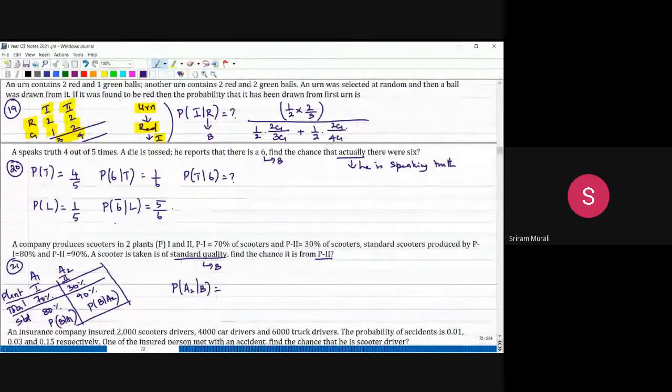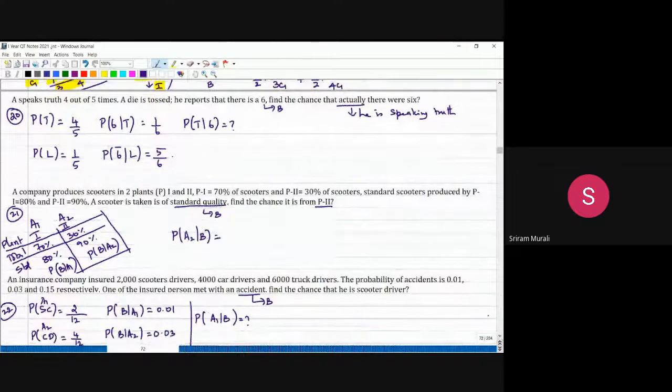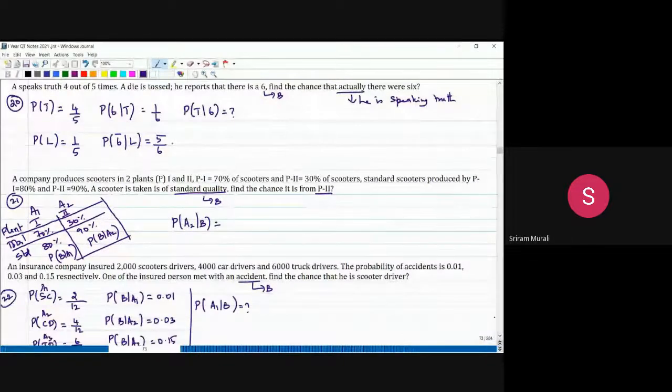If you look at this problem, A speaks truth 4 out of 5 times. A die is tossed. He reports there is a 6. Find the chance there is actually a 6. So how do we know this is Bayes theorem? By reading this question, there must be some event which would have occurred already. Based on that, we may find the future event. So the future event is decided on the past occurrence of some event. Then we have to apply Bayes theorem.